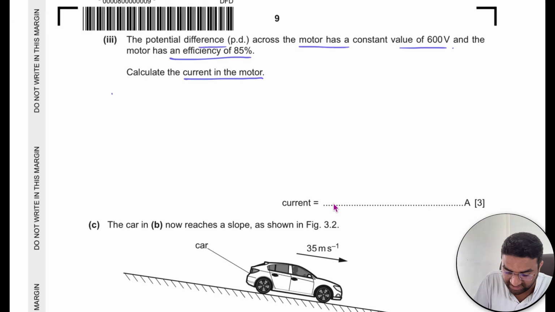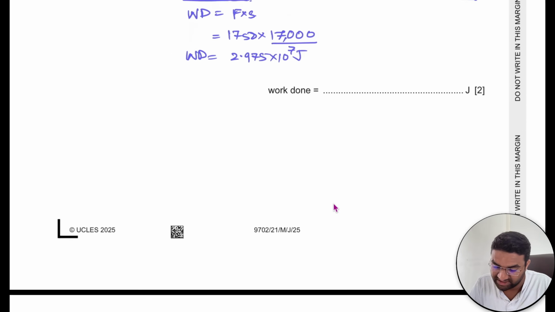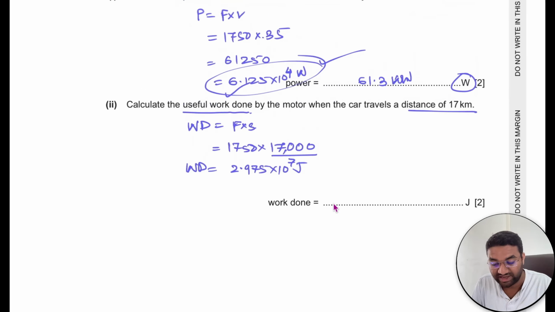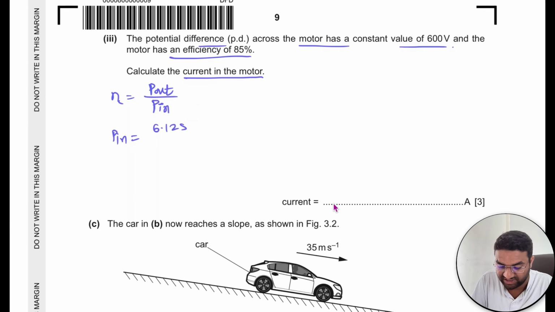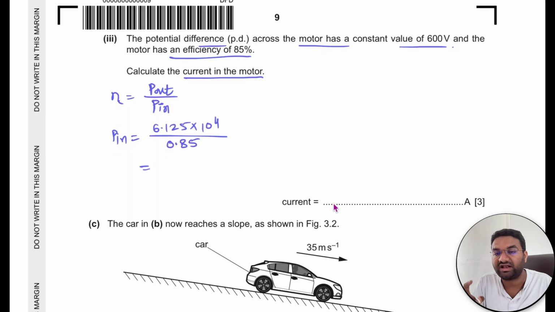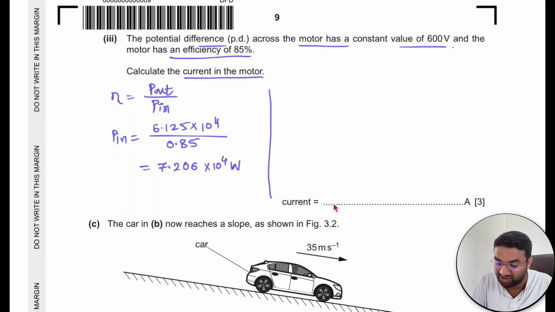Efficiency is equal to power out over power in. Power out is what we calculated earlier, 6.125 times 10 to the power of 4 watt. So 6.125 times 10 to the power of 4 divided by efficiency, which is 0.85. If you do this calculation in your calculator, we'll get 7.206 times 10 to the power of 4 watt. Now we have the power in, and power in is equal to V times I.